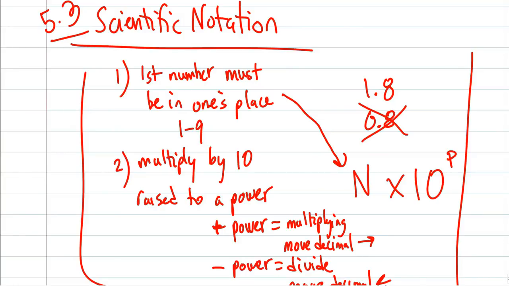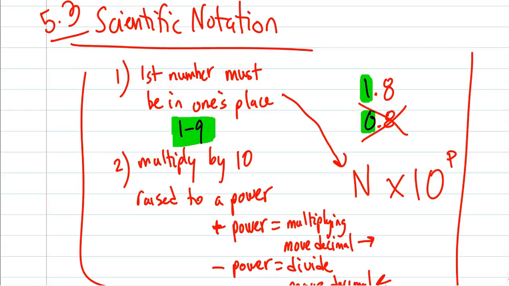For section 5.3, we're going to focus just on specifically scientific notation and that application with the exponents. Just a quick recap of what scientific notation is. We have to remember that the first number must be in the ones place. A lot of people go, oh yeah, between 0 and 9. Well, no. There needs to be something in the ones place. So really it should be between 1 and 9. So between 1 and 9 in the ones place. So 1.8 would be fine because there's a 1 in the ones place. 0.8 would not be fine because there's nothing in the ones place.